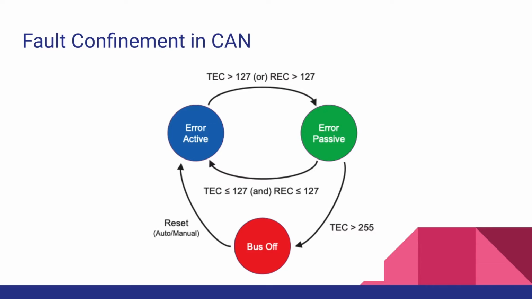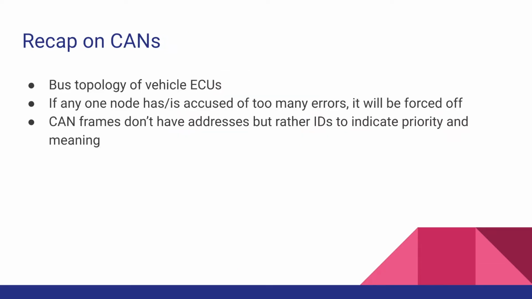All right. So just a quick recap on CANs and controller area networks. What is it again? It's a bus topology of vehicle ECUs. And if one node is accused of too many errors, it will eventually be forced off if there's 255 plus errors. And CAN frames don't have addresses, but rather IDs to indicate priority and meaning.